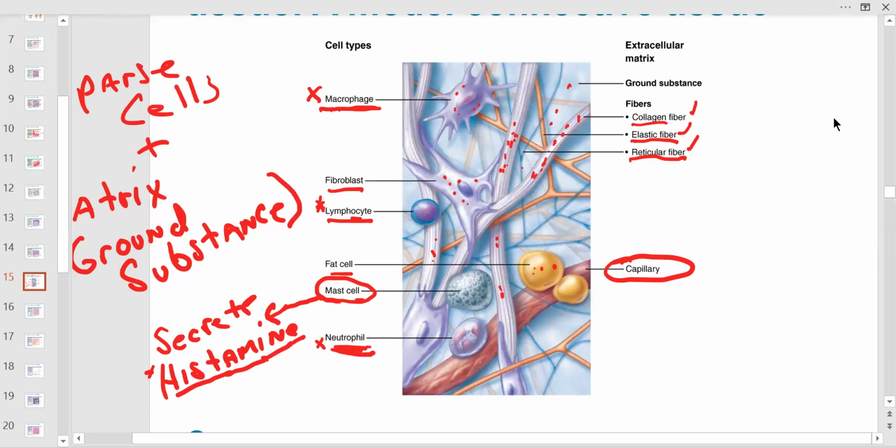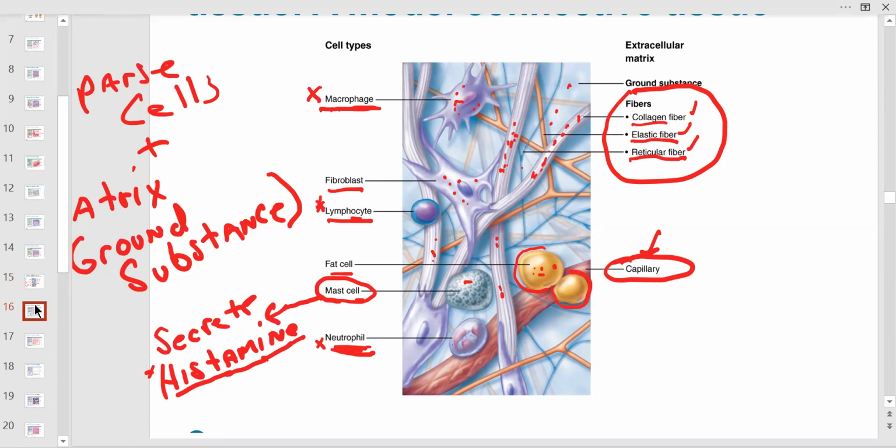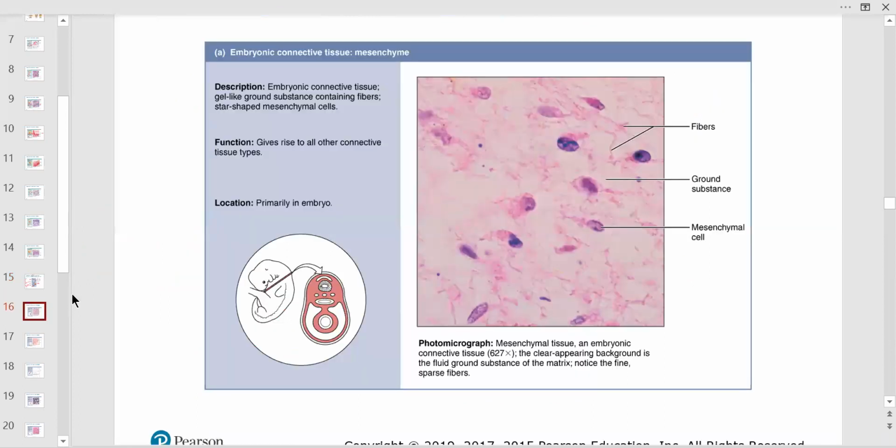But I think the fibers, for us, are the most important. And you should know where blood vessels are now, even though we're not learning about blood vessels. And then these other sparse cells are more like protective immunity. Fat cells are for storing energy, sometimes for cushioning, but this is loose areolar connective tissue. So I probably won't ask this, but take a look at it.